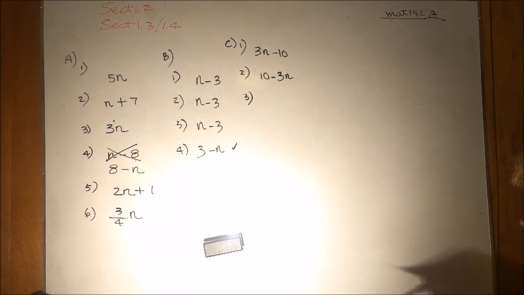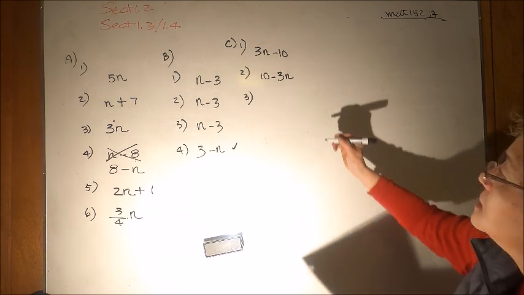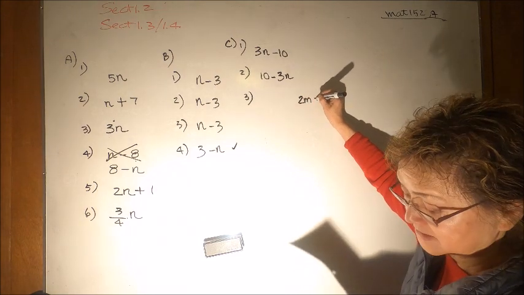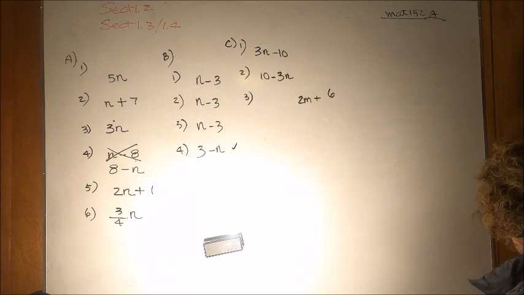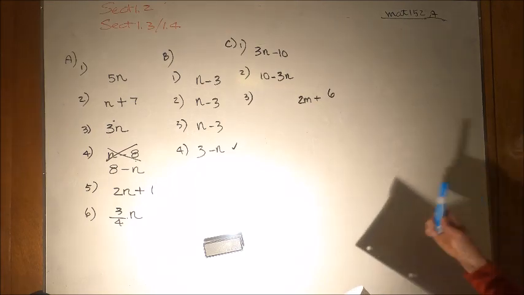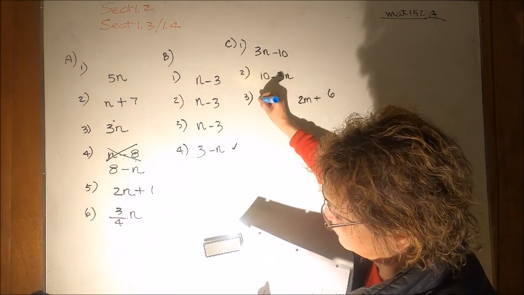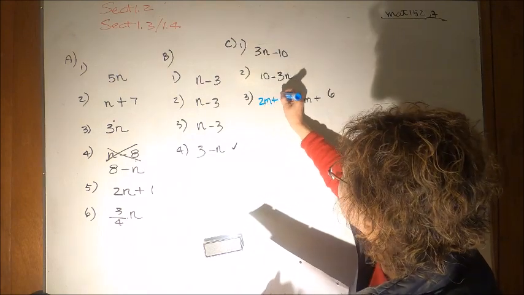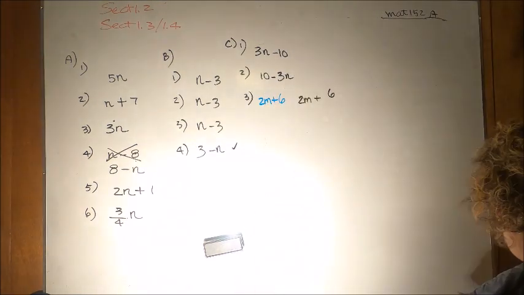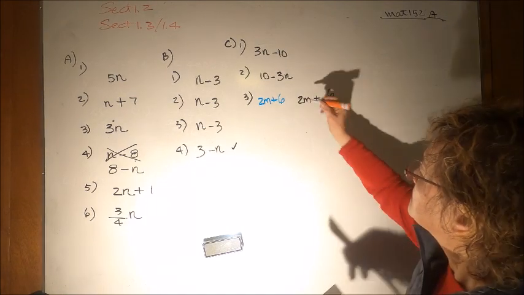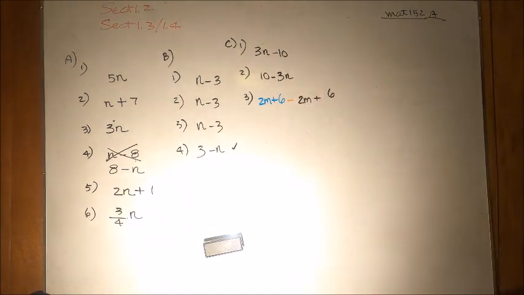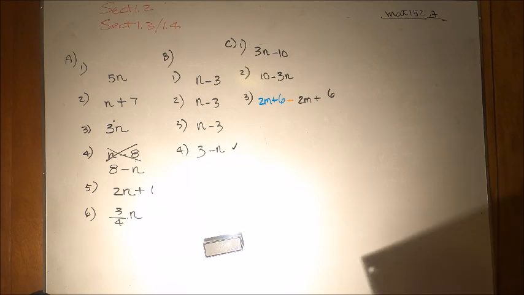Next one, subtract 2m plus 6 from 6m minus 1. So you will have 2m plus 6, right? Subtract from, so you put the from one out in the front. From what? 6m minus 1. If you write it this way, you say, oh, okay, I'm going to subtract this. It will not be right. Why?